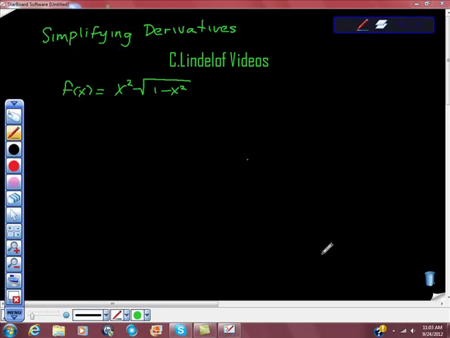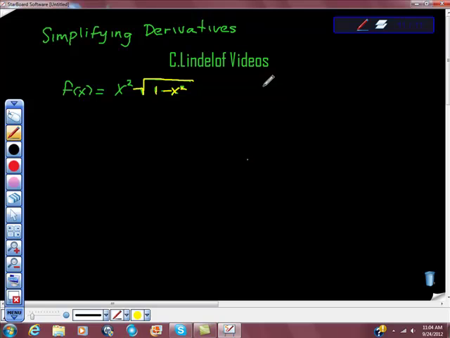All right, simplifying derivatives. Here we have a problem where f of x is equal to x squared times the square root of 1 minus x squared. And I'm hoping that as you look at this, you can see that this is a product rule problem that has a quotient rule inside of it. So here's the product rule, isn't it? That it's this function times this one.